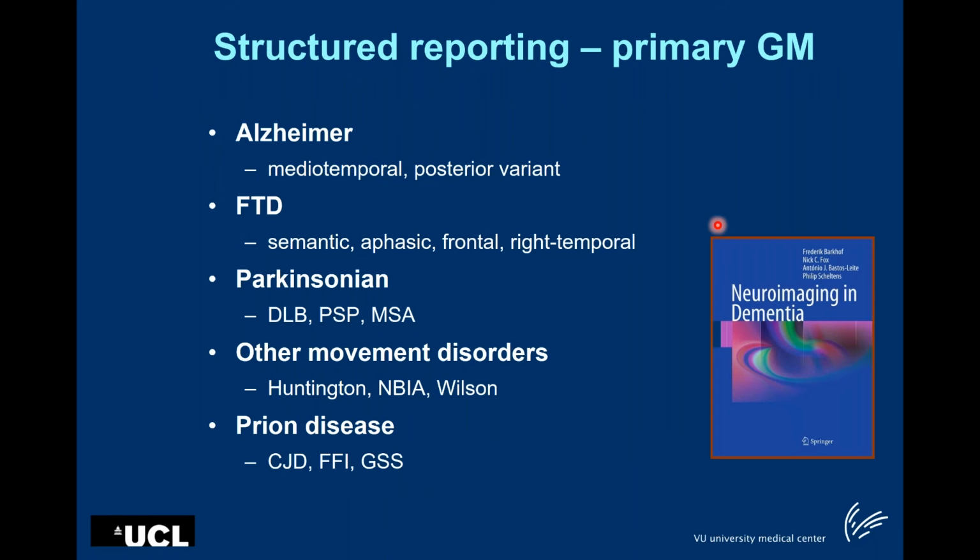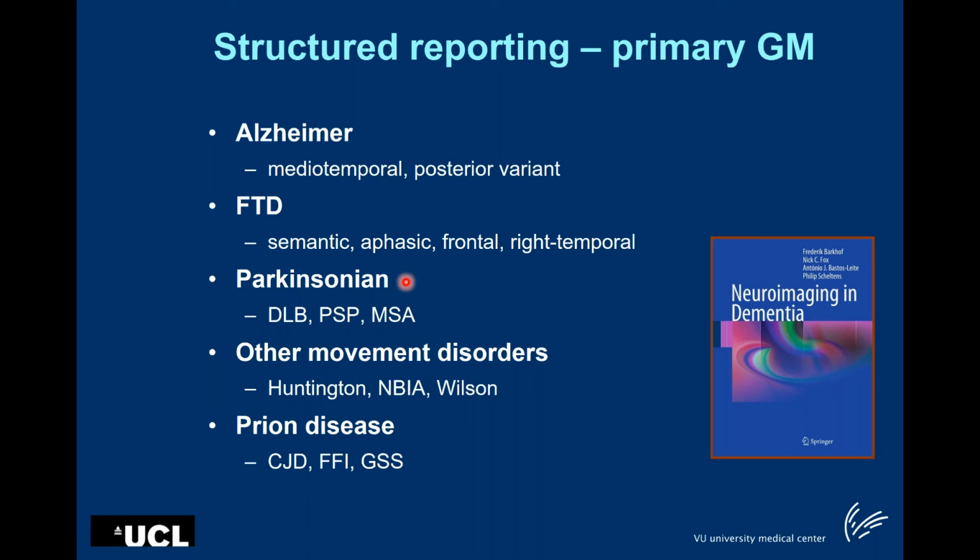As I said, the biggest group of diseases is the primary gray matter disorders. And I will discuss mostly Alzheimer's disease, then a bit of FTD, which has a couple of subtypes: semantic, aphasic, frontal, and a right temporal variant. Then there are some dementing disorders that also present with Parkinsonian features. One of them being Lewy body dementia, the other being PSP, progressive supranuclear palsy, and then multisystem atrophy.